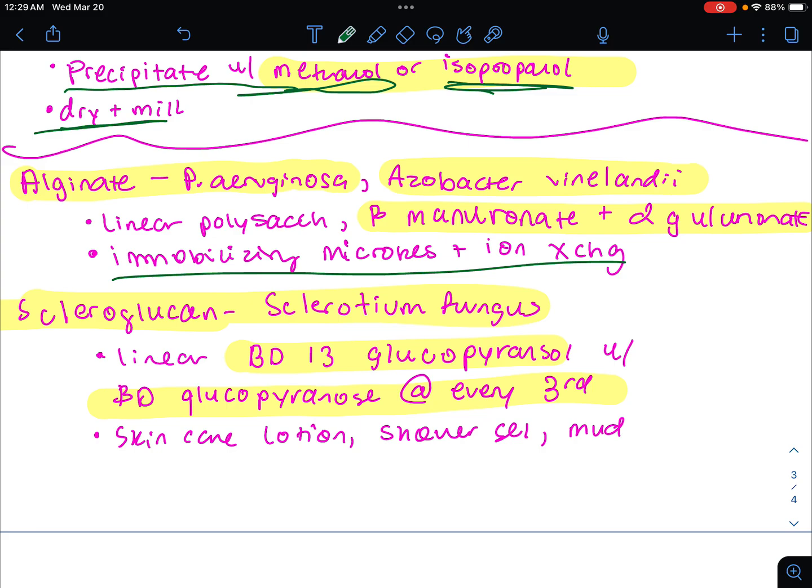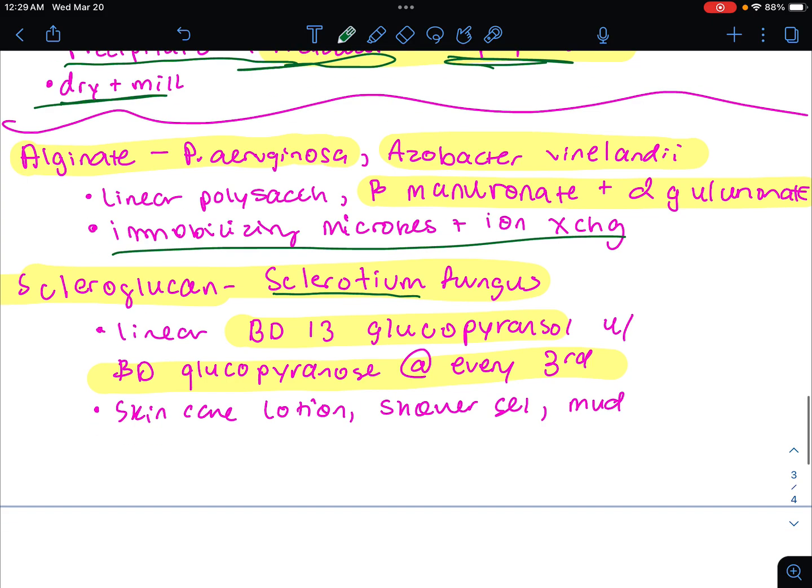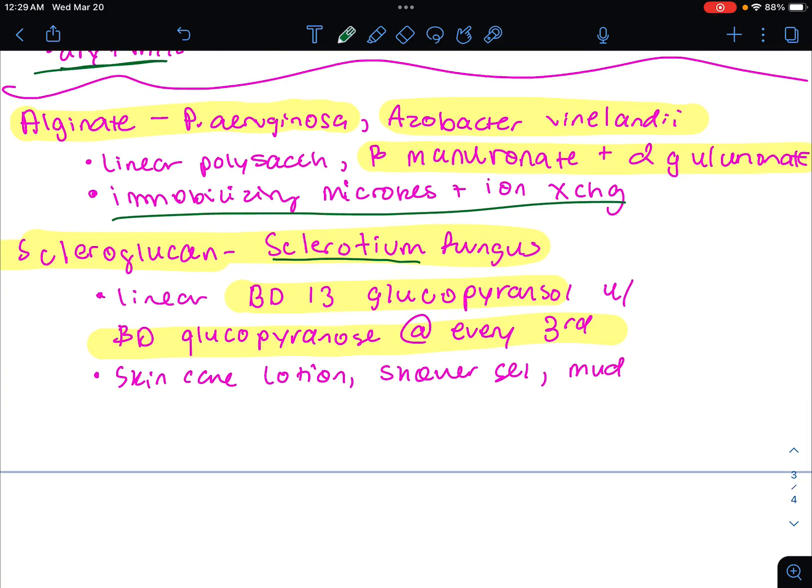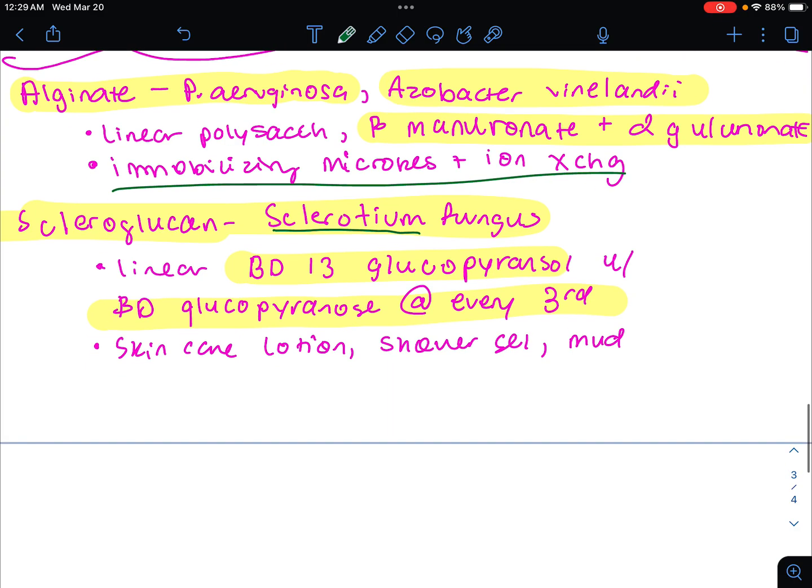We also have scleroglucan, and this is made by the sclerotium fungus. This is a beta-glucan, so the linear chain is beta-1,3 glucopyranosyl units with a beta glucopyranose every 3rd unit. It's going to be used in skincare lotions, sun protection, shower gels, makeup, mascaras, shampoos, shaving foam, and thickening drilling muds.